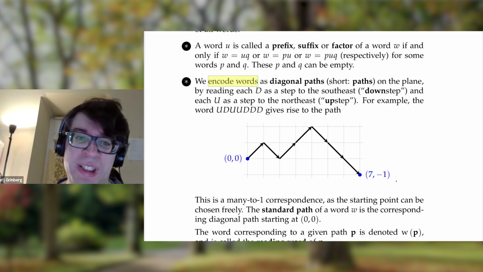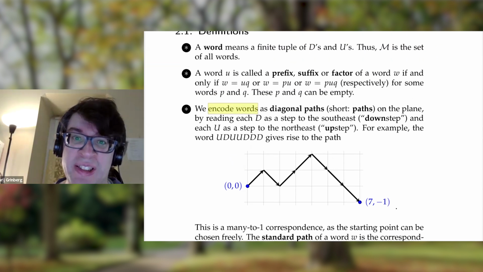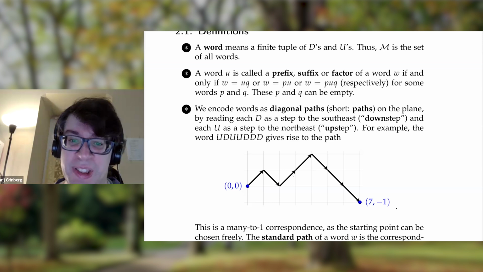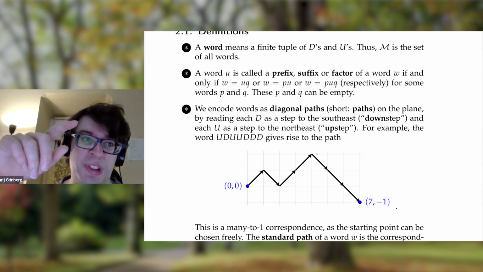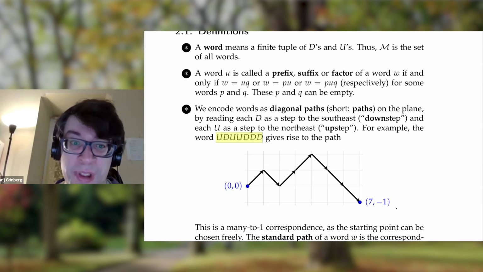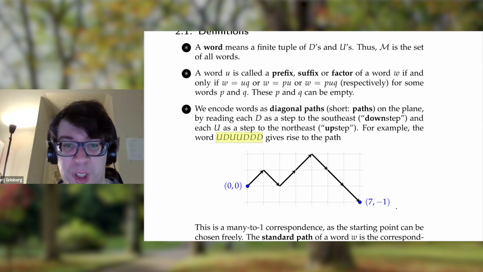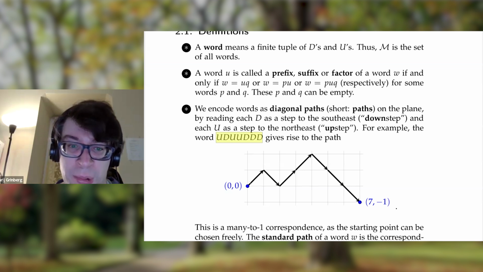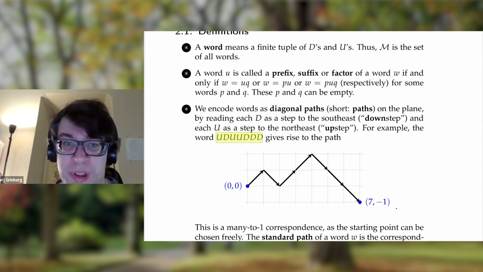Words can be nicely encoded as paths because the letters D and U, the names D and U, are not chosen at random. You can view a U as an up step and a D as a down step. And by up and down, I mean northeast and southeast. So all my steps go one step right, but some of them also go up, and some also go down. So for example, here is a word UD, UU, DDD, and here is the corresponding path: U because up, D down, U so up, and down, down.